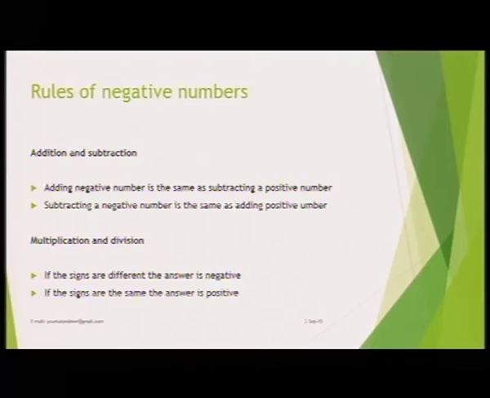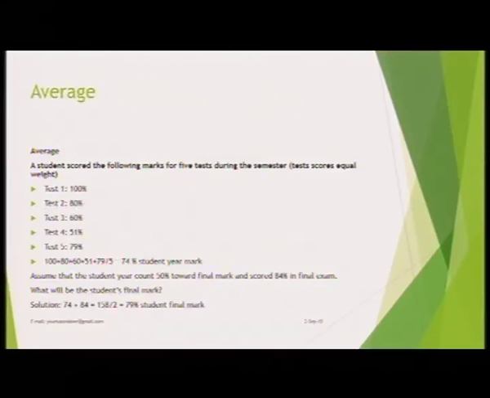Multiplication and division: when you are dealing with negative numbers, if the signs are different, there's always a negative answer in your computation. If the signs are the same, there's always a positive answer. If the signs are the same, the answer is positive, and if the signs are different, the answer is negative.